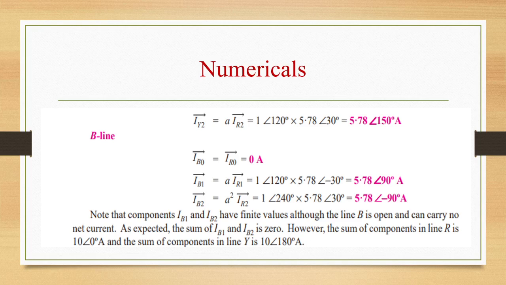So we have to note a point here that components IB1 and IB2 have finite values although line B is open and can carry no net current. So the sum of IB1 and IB2 is 0. However, the sum of components in line R is 10 angle 0 degree amperes and the sum of currents in Y line is 10 angle 180 degree ampere.